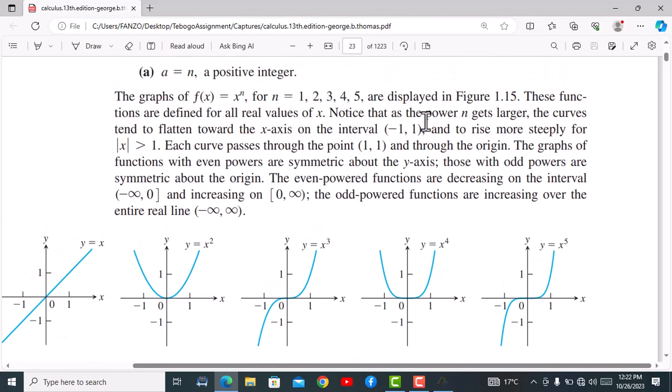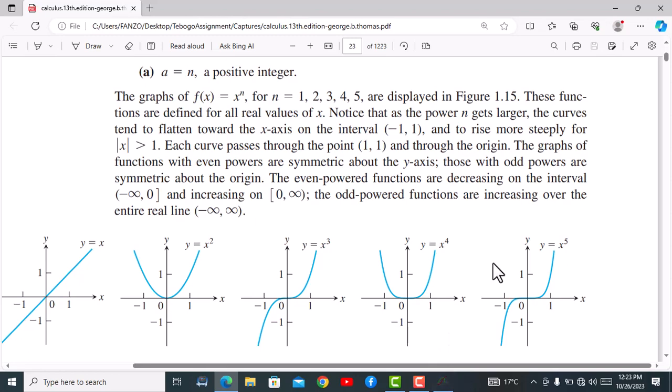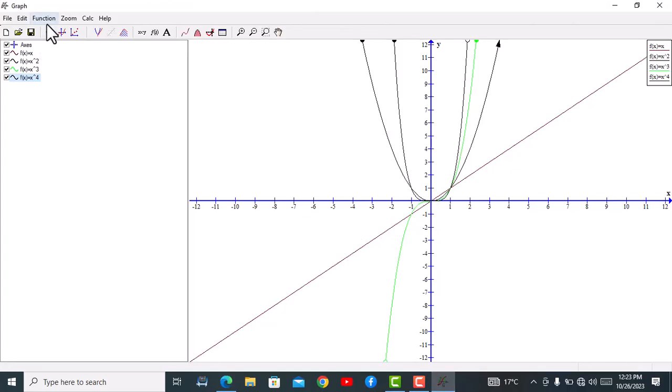They say notice that as the powers of n get larger and larger, remember for even functions, as the powers of x get larger and larger, the curves tend to flatten towards the x-axis on the interval -1:1. There it is. It flattens on the interval -1:1. We can see this.